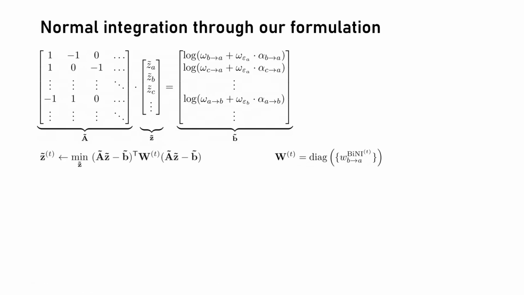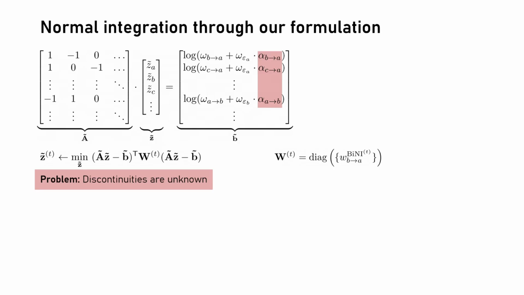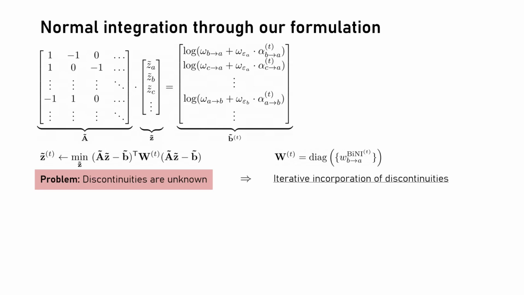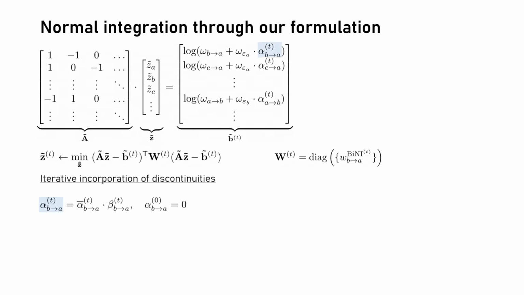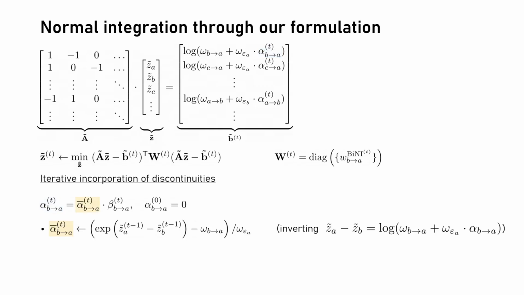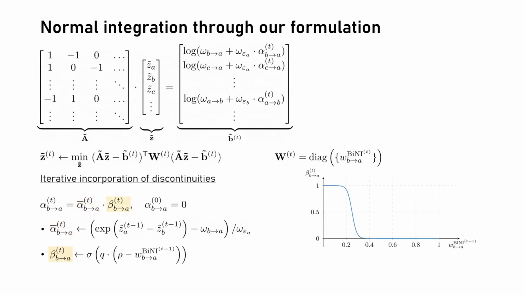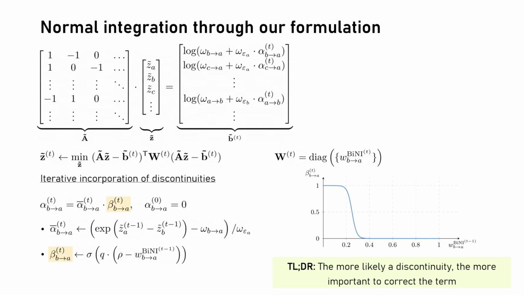An important aspect is that the discontinuities modeled by our formulation are not known a priori. While optimization can be run without modeling discontinuities, like previous methods, we propose a strategy to iteratively incorporate them throughout the optimization. In particular, we initialize the relative discontinuities to 0 and parameterize them as the product of two terms. The first term is derived based on the current reconstruction by inverting our formulation, while the second term intuitively prioritizes the computation of alphas for the equations that are more likely to correspond to a discontinuity and therefore benefit from a correction.